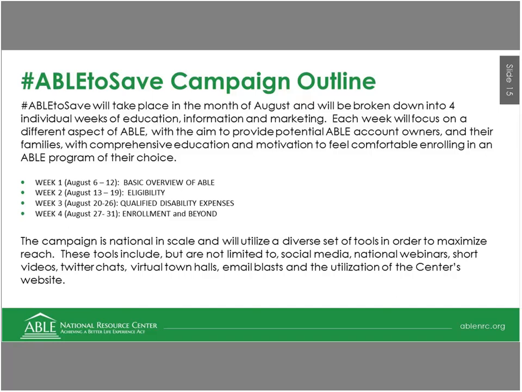So those are our 4 topics that we're covering. Again, the campaign is national in scale, and we utilize a diverse set of different tools in order to maximize our reach. These tools include, but are not limited to, social media, national webinars such as this one, short videos that we've created, Twitter chats, virtual town halls, certainly email blasts, and then, of course, utilization of our website.